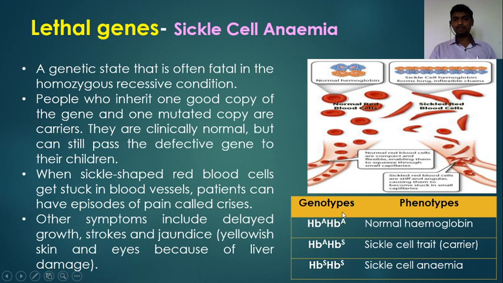The genotype of the normal person is HbA, HbA, the normal hemoglobin. If it possesses HbA, HbS, where S stands for the sickle trait, this is heterozygous, so we say it is a carrier, a sickle cell trait carrier. HbS, HbS has sickle cell anemia. This is the homozygous individual which is not able to survive, and is subjected to the disease of sickle cell anemia. This is about sickle cell anemia.